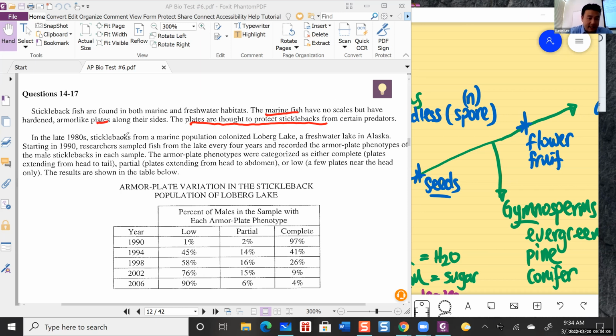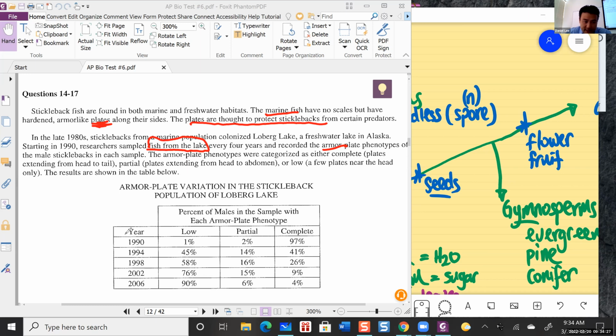In the late 1980s, Steinbach from the marine population colonized the lake. So they moved into the lake, a freshwater lake. Okay, so it's not marine. Researchers sampled fish from the lake. So this is the data. It's the fish from the lake, right? Every 4 years and record the armor plate. Remember the armor plate was found in the marine, right?